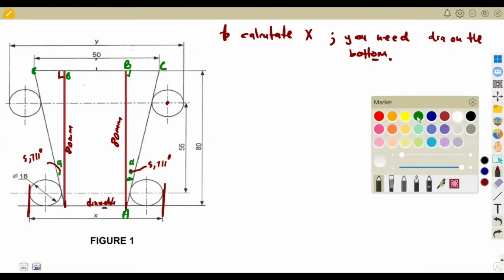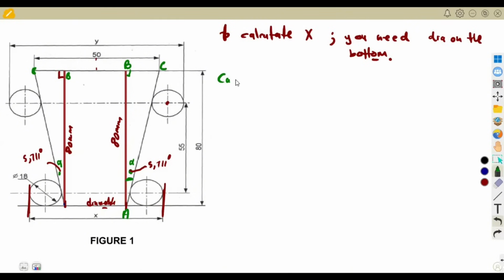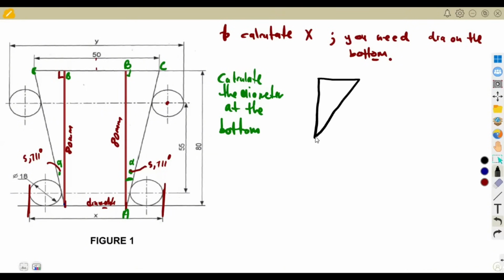So calculate the diameter at the bottom. This is the procedure. In order for us to calculate the diameter at the bottom, I'm going to take triangle ABC. From triangle ABC, you will see that it's a right angle triangle like this. Triangle ABC.